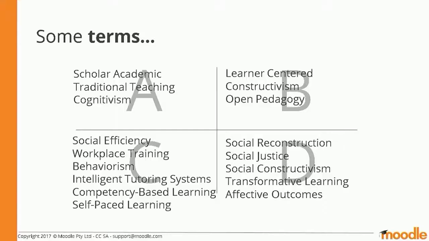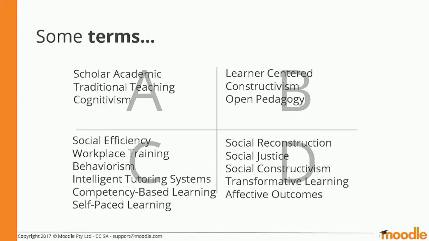this is really a fascinating kind of social efficiency, where everyone's trying to teach everybody everything they need to do. It's great for workplace training. It's behaviorism. It's intelligent tutoring systems. It's competency-based learning. It's self-paced learning. It's all of these things at once. All of those terms would really resonate with your teaching style, probably.